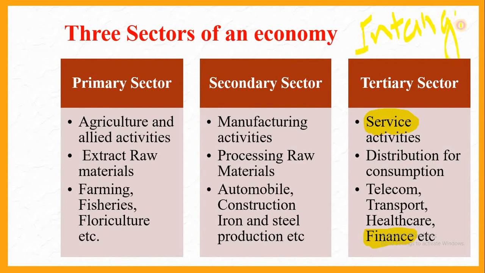I-N-T-A-N-G-I-B-L-E, intangible. So intangible means something which you cannot touch, feel or see for that matter. So that is intangible. So these all fall under tertiary sector. Okay. So agriculture falls under primary sector.